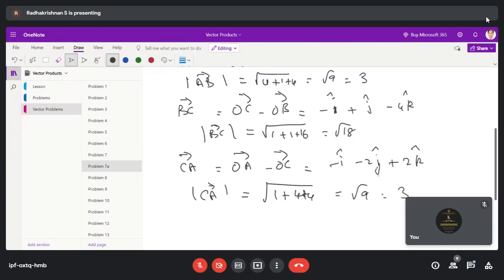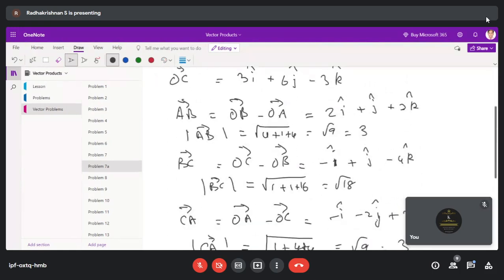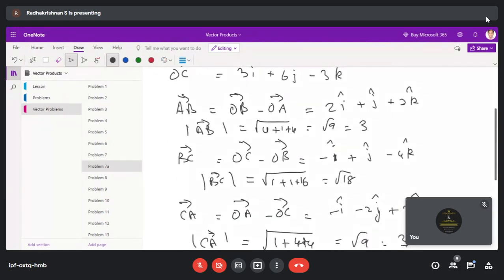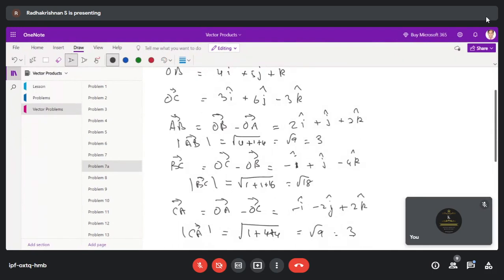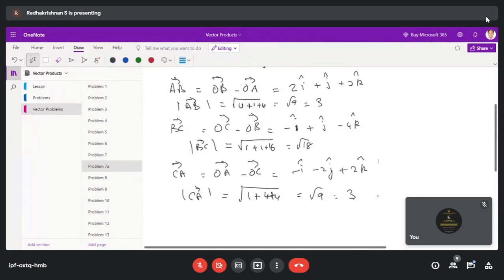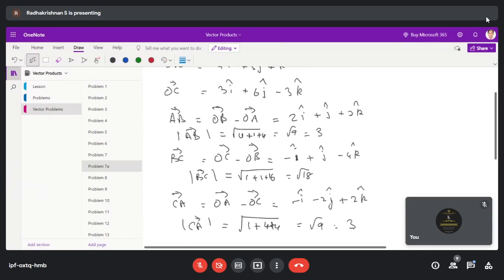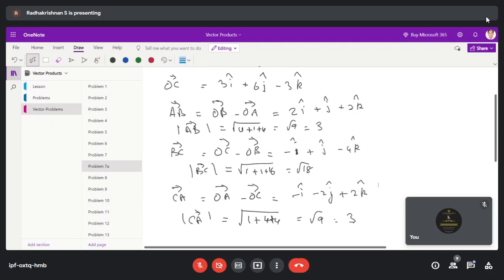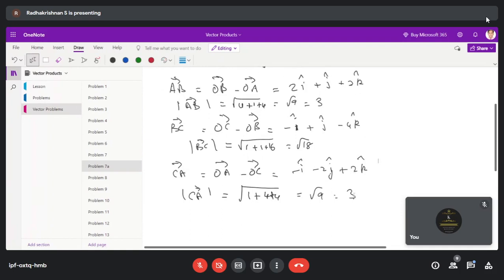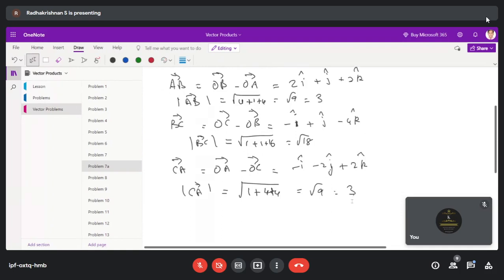So one side is 3, second side is 3, third side is root 18. So this is an isosceles triangle, right? Now there are two options: one option was isosceles, the other option was right angled isosceles. So can we check whether it is right angled isosceles or simply isosceles? Right angle isosceles, sir. Yeah, because by Pythagoras theorem, 3 square plus 3 square is 18, so the third side is matching with that. So it is right angle isosceles. Okay.